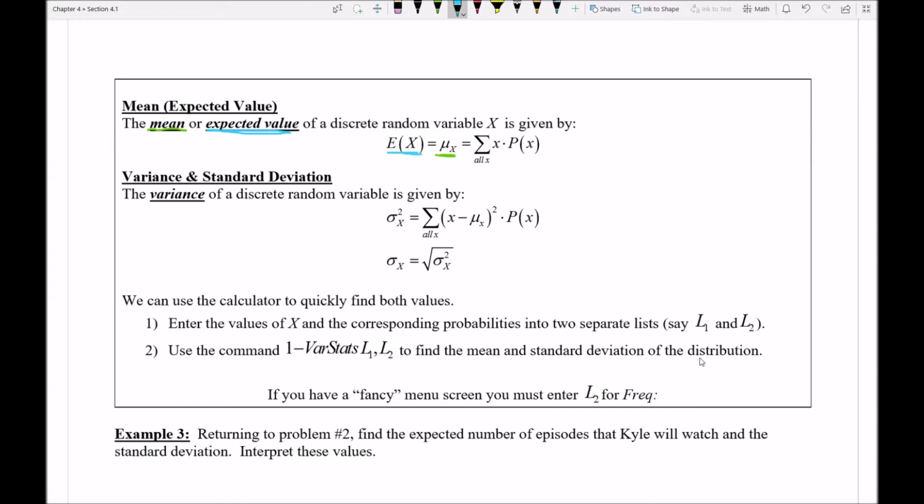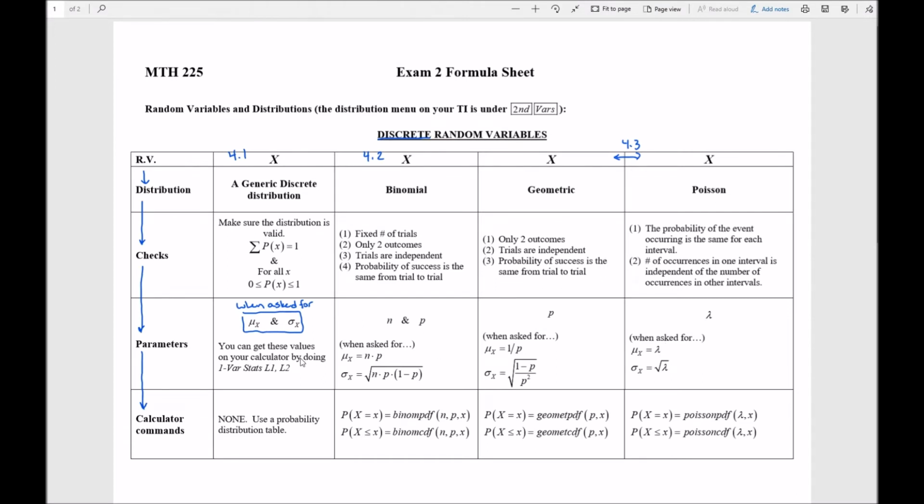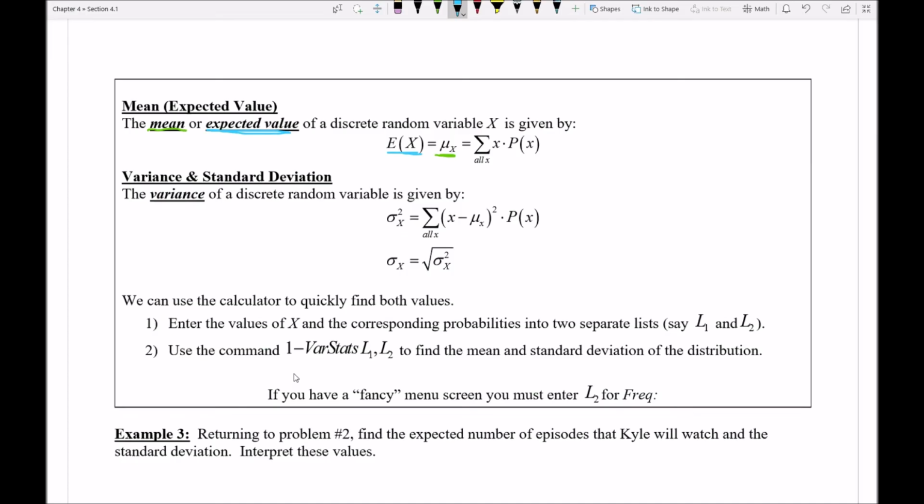But before we jump to the calculator, I want to go back to this formula sheet. And notice again that these would be considered parameters of the distribution, and I should really only find these values if I'm asked to find them. You can see here in this formula sheet, I even tell you again that you can get these values on your calculator by doing var stats with list 1 and list 2. So let's go to the calculator and see how we would enter this information so I could begin to find my mean and standard deviation.